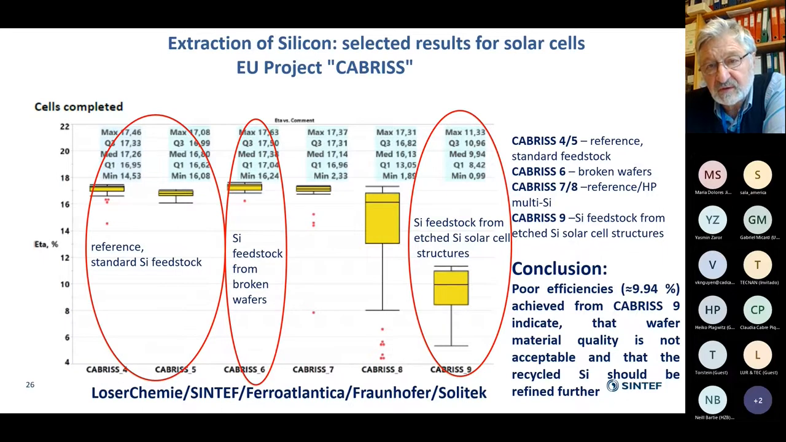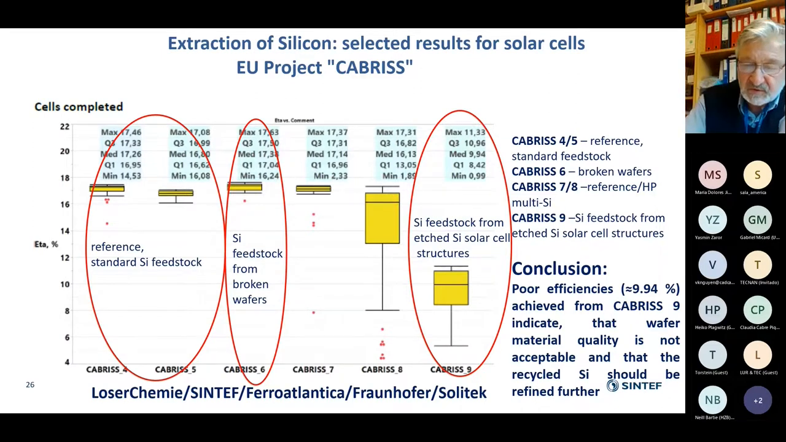And on average about 10%, which means that this process, based on etching of silicon from demetallized pieces, is not optimized and still requires a lot of optimization at this stage. According to my knowledge at least, it was never demonstrated that such an approach can provide fabrication of solar cells with efficiencies close to reference structures.